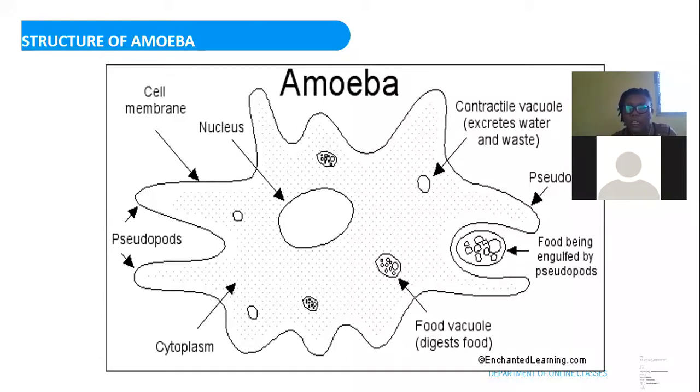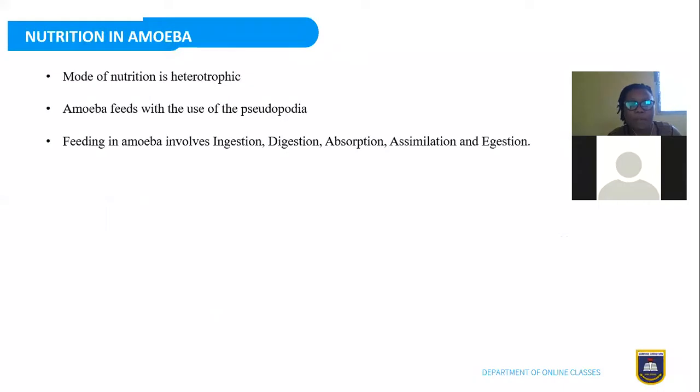osmoregulation in the amoeba. And basically the nucleus, as I said earlier, contains the genetic materials that allow information to be transferred from parents to offspring. So basically, this is the structure of the amoeba.